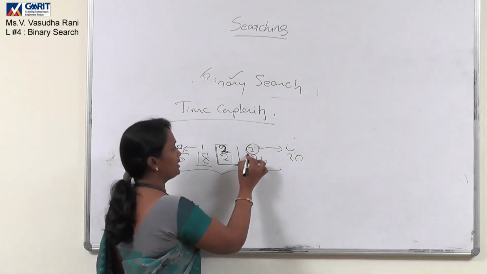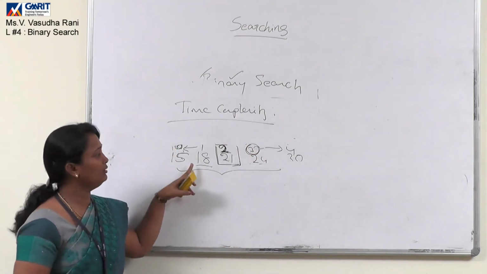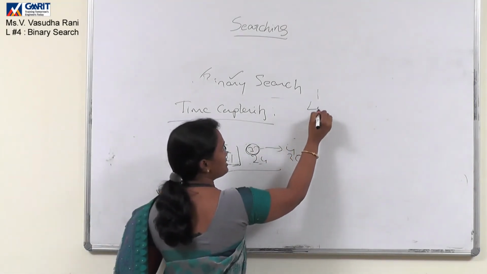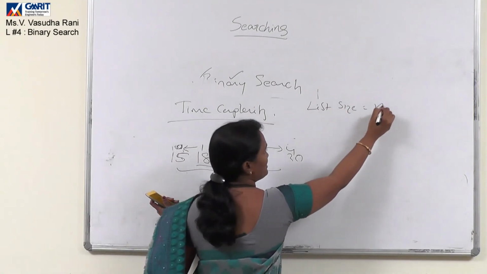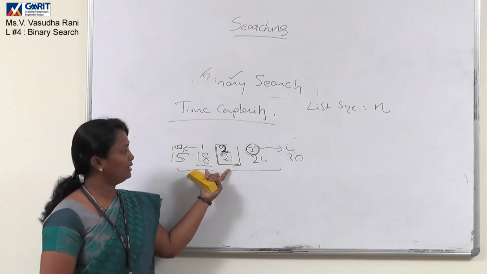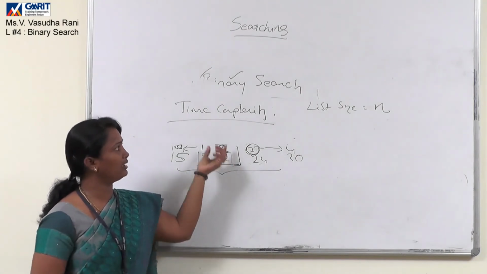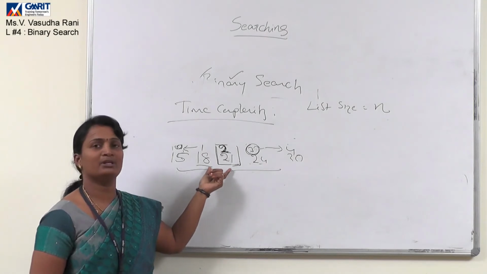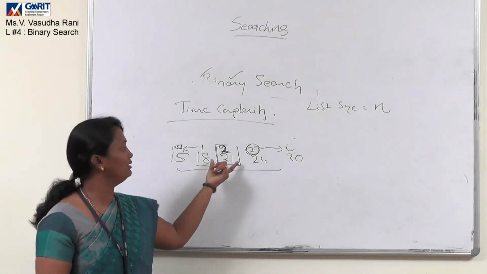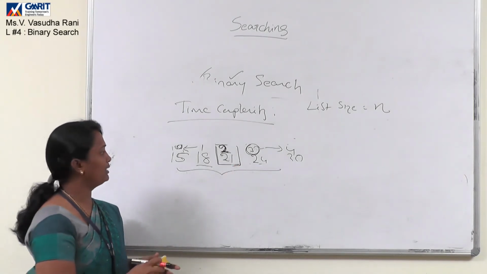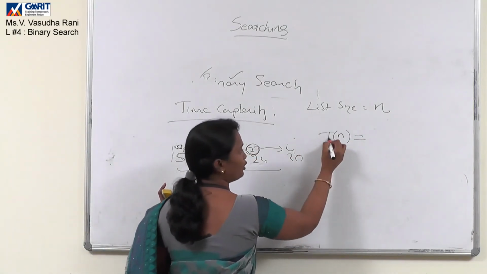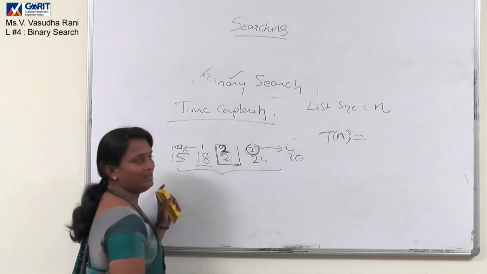And this particular time complexity varies based on the number of elements that are there in the list. So when you consider the list size as n, based on that, in order to calculate the time complexity for binary search, we first have to identify a recursive relation, and by solving that recursive relation we can get the time complexity. So this T of n is the time complexity for n values, n list size.